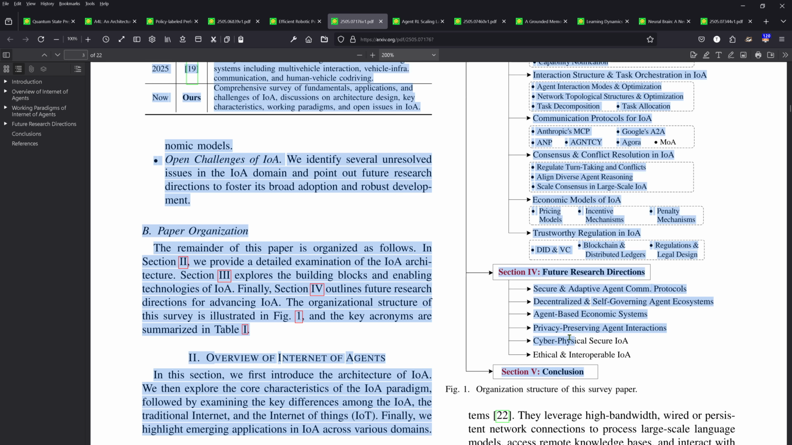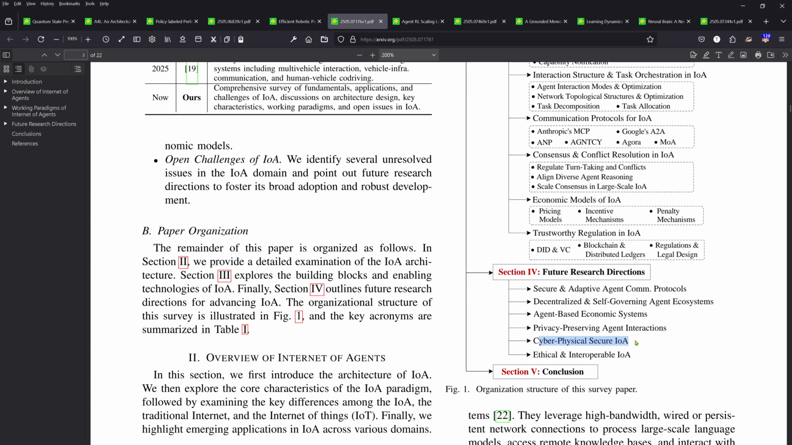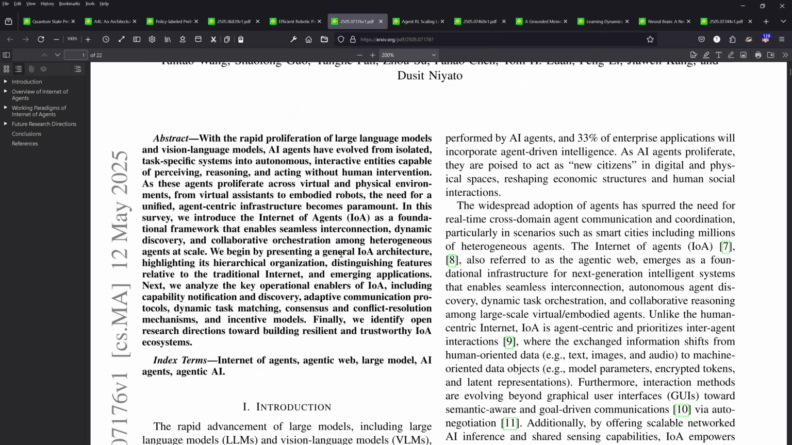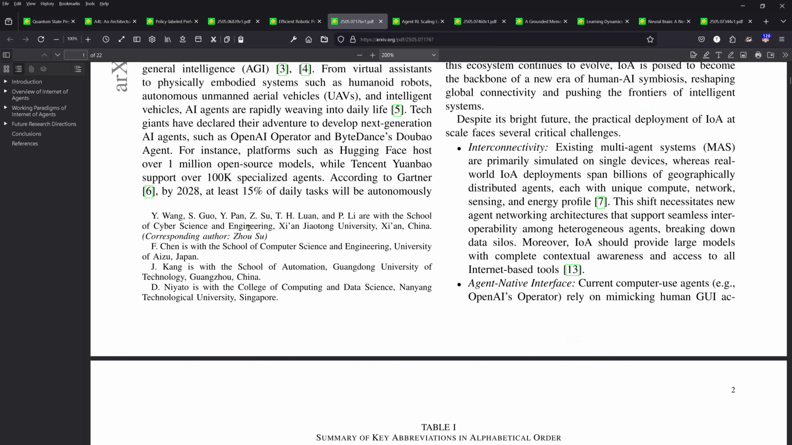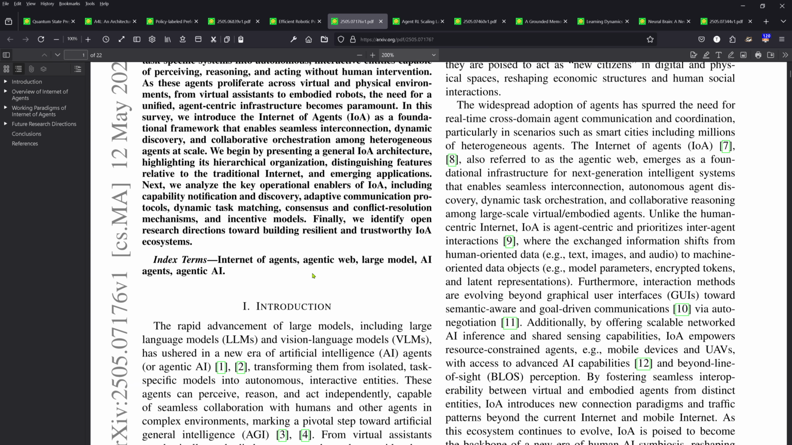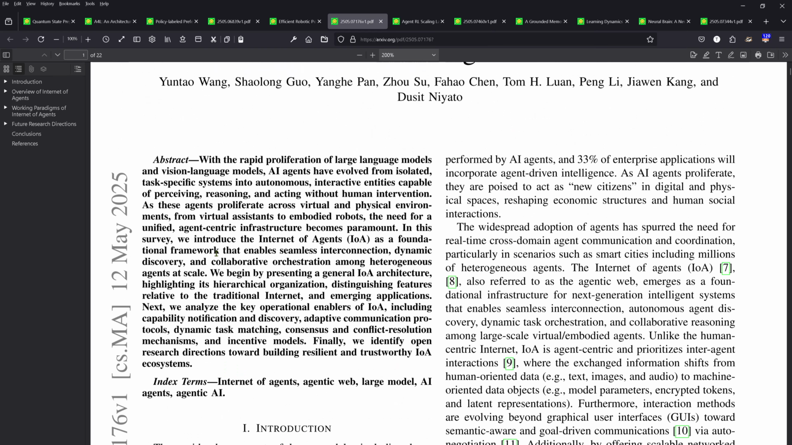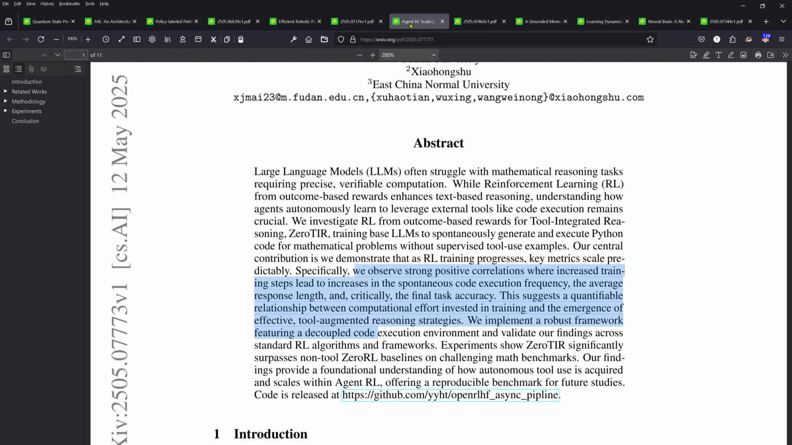I think if you are into, for example, cyber-physical secure Internet of Agents or any privacy-preserving agent interaction, this is a real nice survey. I highly recommend it. This is done, did I mention this here, by our colleagues in the School of Cyber Science and Engineering, Jiaotong University in Xi'an, China, and colleagues. Beautiful study. Here is your arXiv link, published here May 12th. So for me, this is almost today.